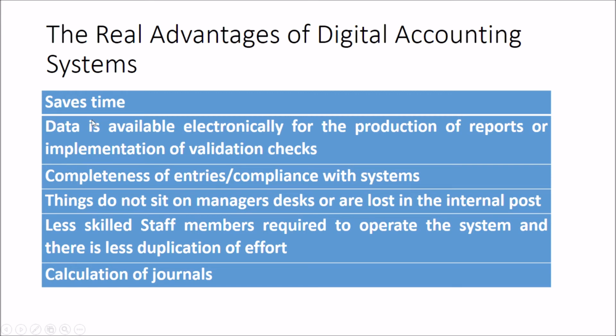But that's one answer. There are other, just as important, things in there. Data is available electronically for production of reports or implementation of validation checks. So we've got this data that's available electronically that can now be downloaded into Excel or into Power BI or something, and we can produce information on how our business runs. And the system might produce information on our aged debtors or our aged creditors and tell us when to make payments.